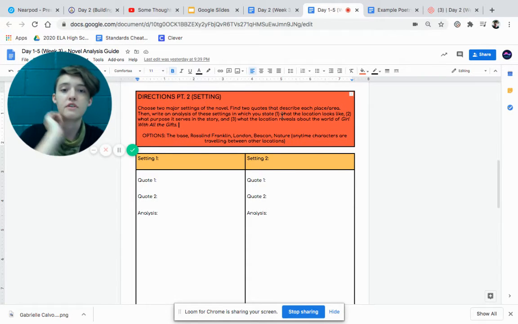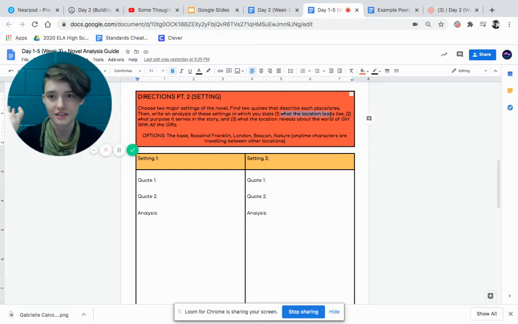As an example, here is how you would answer these questions for Miss McKinley's classroom. The location looks like a big green room with one strip of paint missing for some reason, and some little Christmas lights, and it's too hot, and that's Miss McKinley's room, right? And then what purpose it serves in the story. In your story, it serves as your English class. And then three, what does the location reveal about the world of The Girl with All the Gifts? If your life is a novel, what it reveals about you is that you are a student.